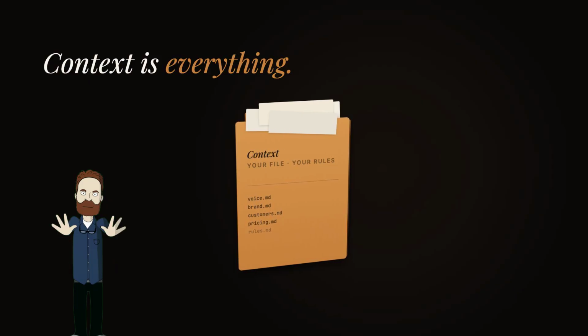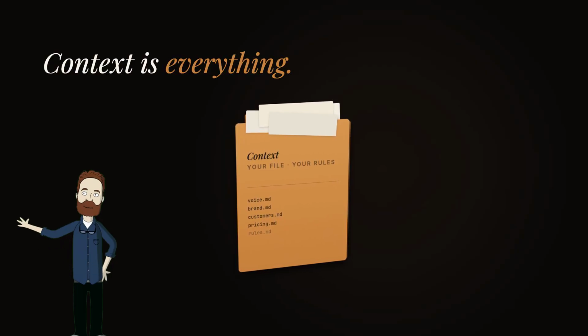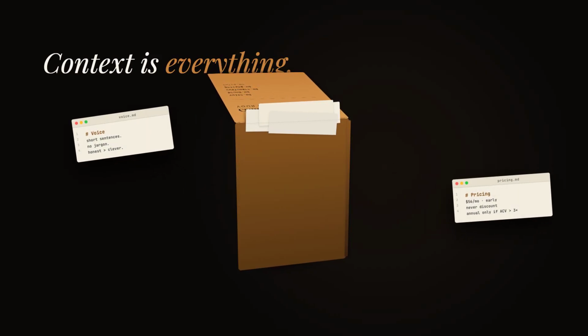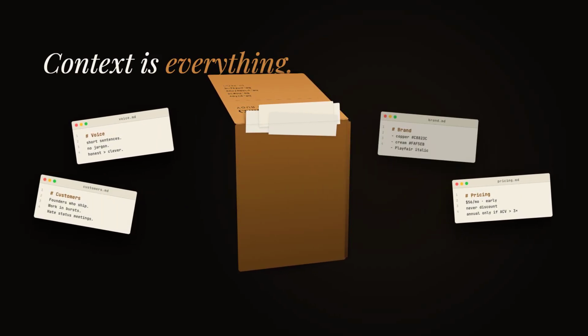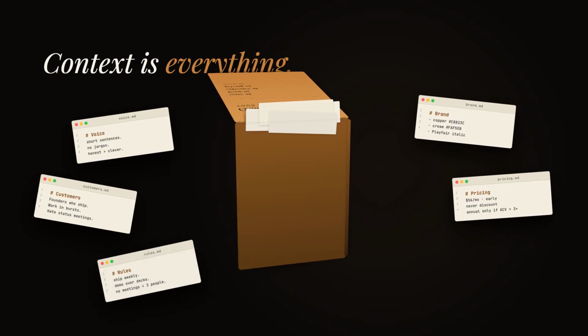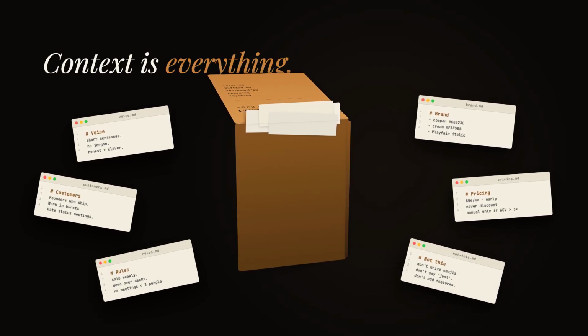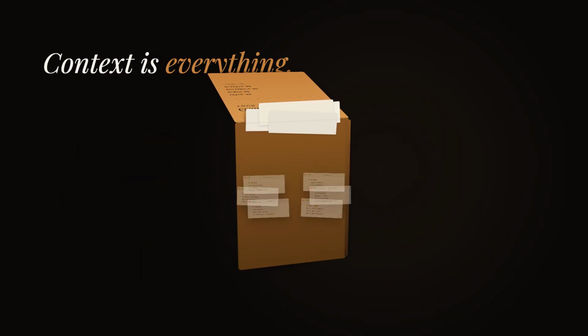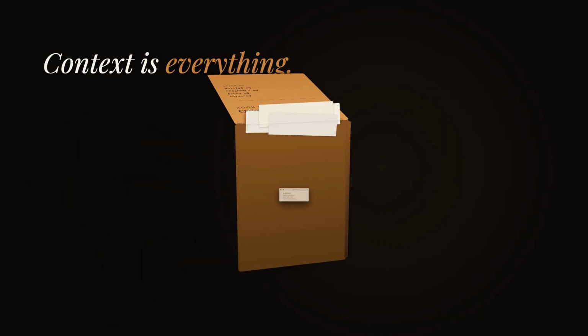Context is everything. Every use case I'm about to show you starts the same way. You don't just type "do the thing" and hope AI nails it. You give Claude a file, sometimes several files, about you, who you are, how you talk, how your business works, what your brand sounds like, what you care about, what you don't want. That's context. That's how you train the agent to act like it's been working for you for years instead of 10 seconds.